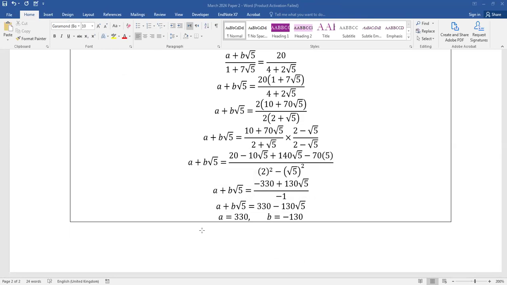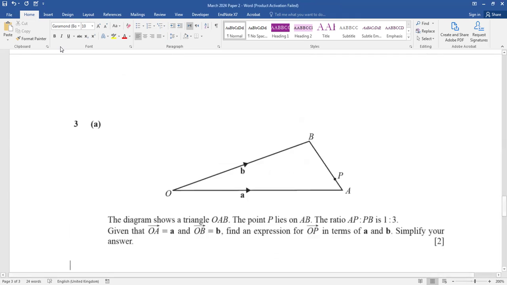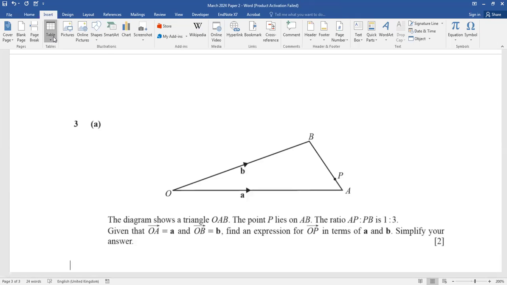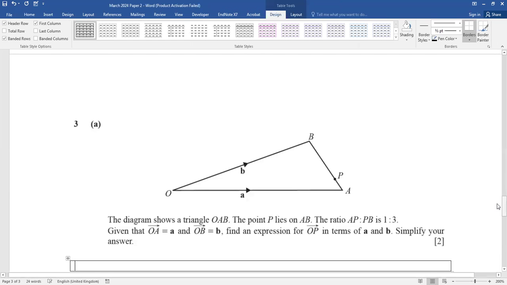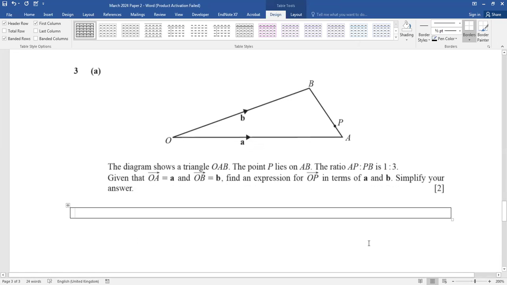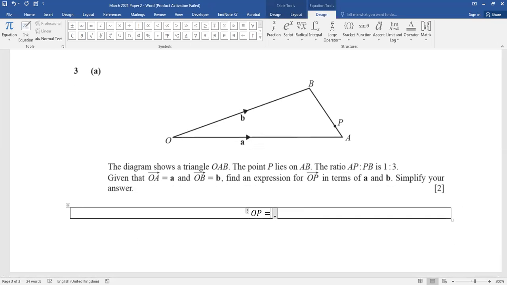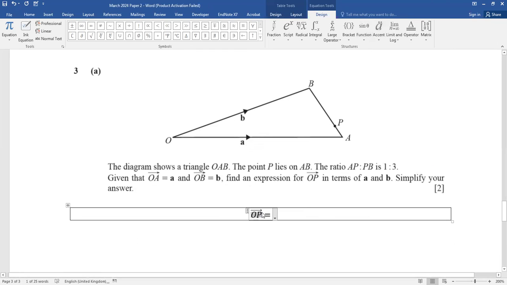Now question number 3 is regarding vectors. They've provided us with a vector. They've provided us with a certain ratio. They want us to find an expression for OP. So we'll say that if we want to go from O to P, let's make a route first. OP can be taken as OA plus AP.